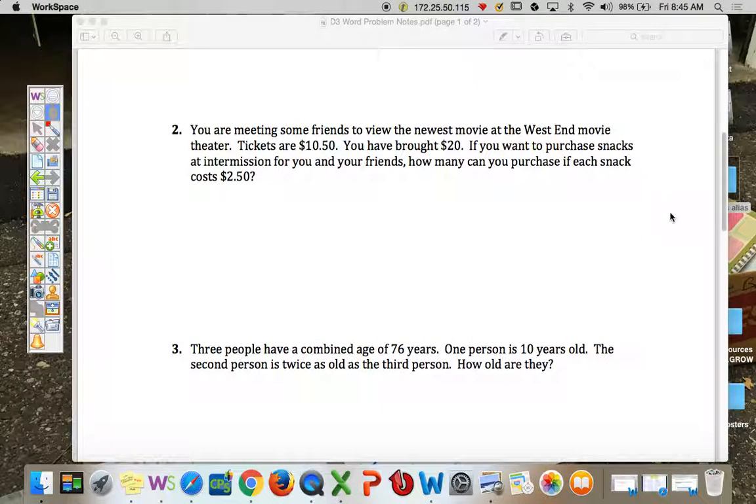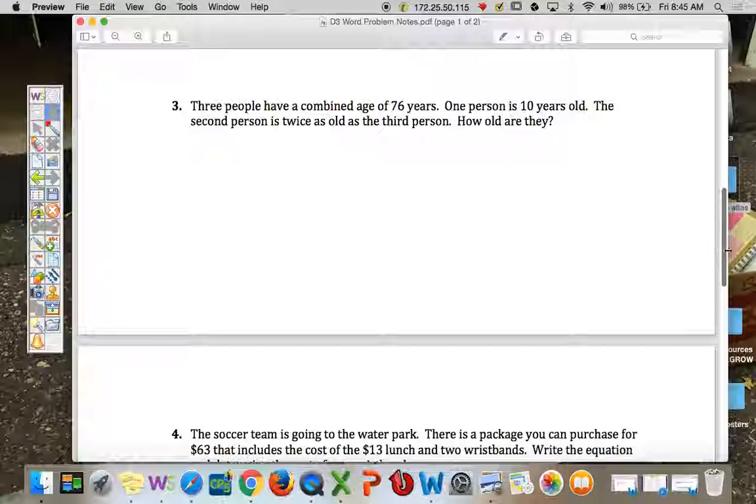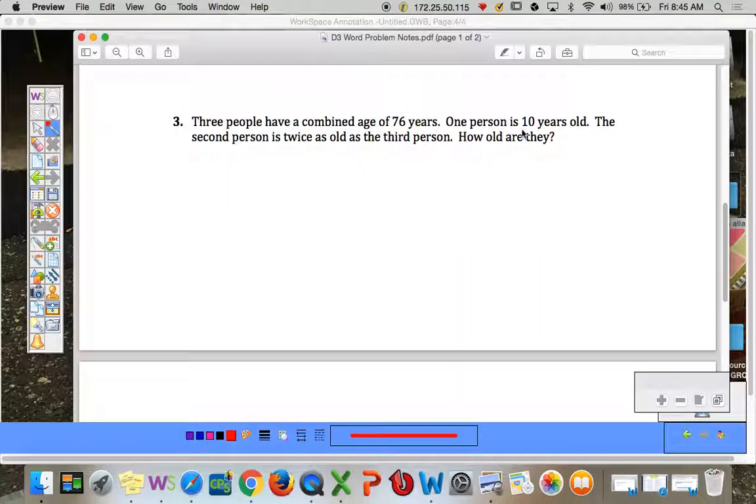Let's try number 3. Three people have a combined age of 76 years. One person is 10 years old. The second person is twice as old as the third person. How old are they? All right, so we have 76 is the total amount of years.